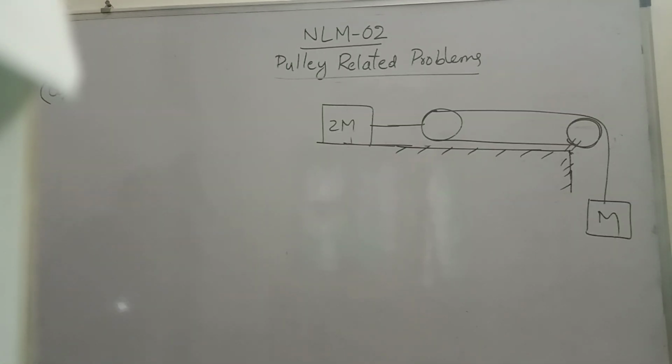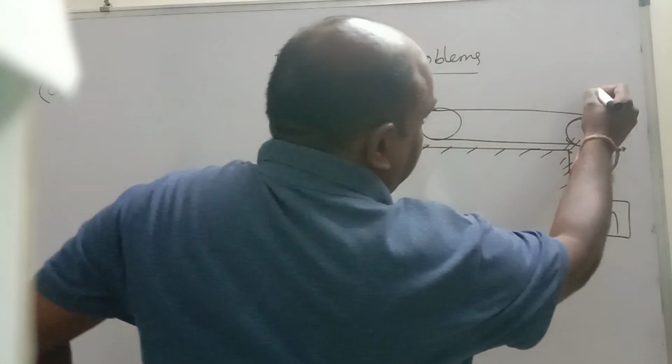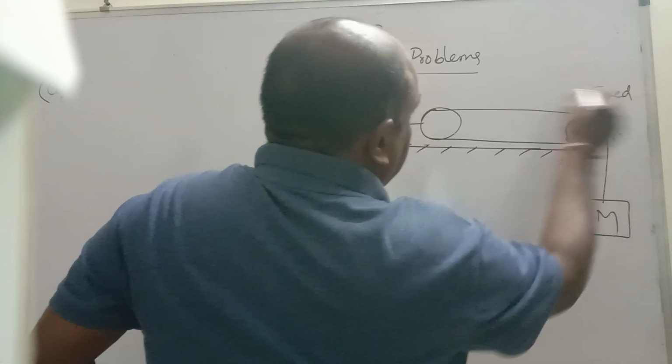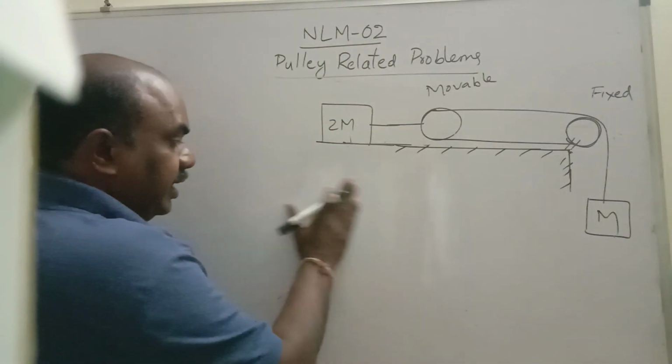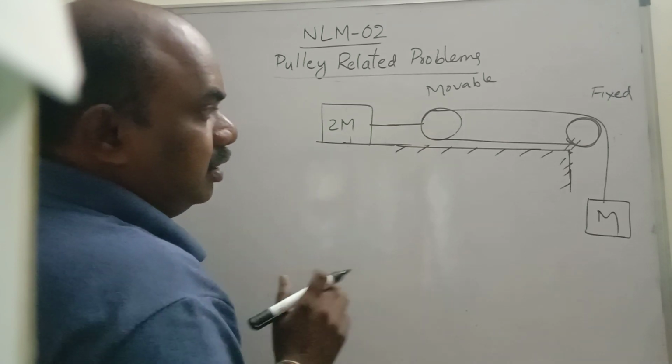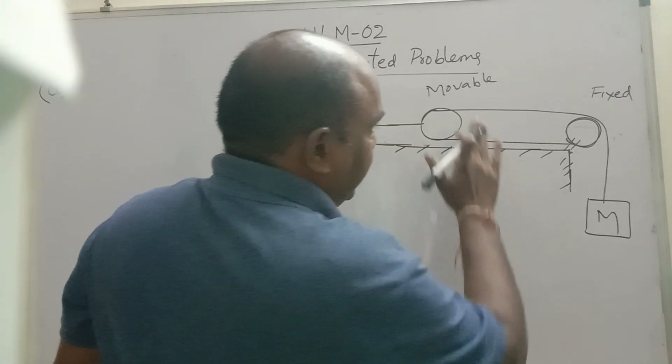See children, this problem is also very simple. This is a fixed pulley, this is a fixed pulley, this is a movable pulley. Now find the tension and acceleration of the string. How many tensions are present? First of all, try to understand.